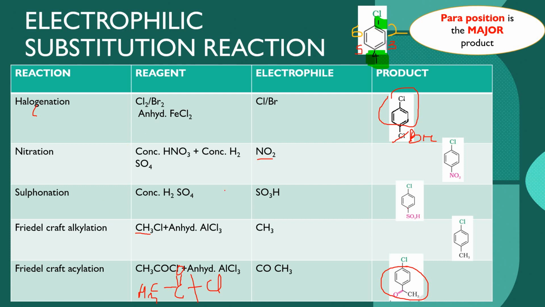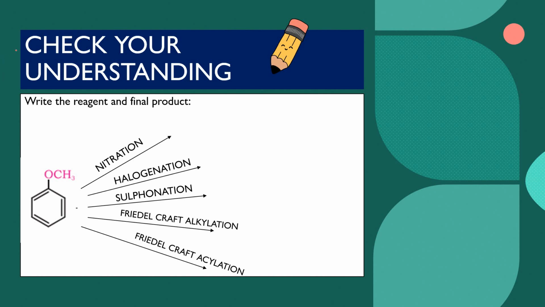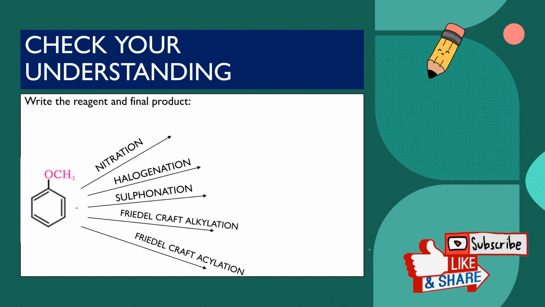Hope it's clear. If you remember the reagent and the electrophile, you are able to write the product easily. Now if you have understood this, kindly do this question and let me know in the comment box if you are able to solve it or not. The reactant that I'm using here is anisole. You have to write the reagent and the final product. Let me know whether you are able to solve it or not. Thank you.